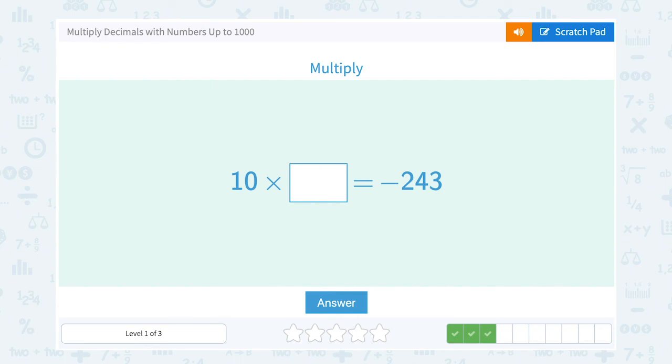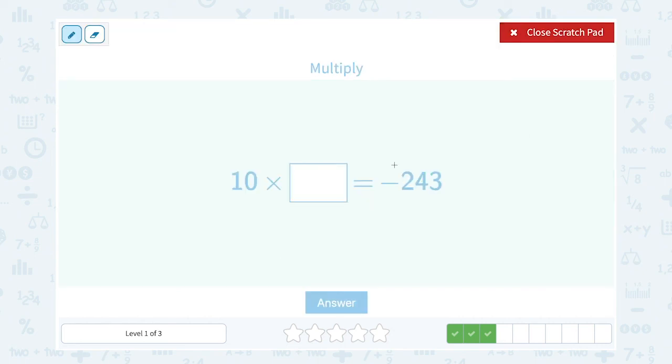Okay, 10 times what number would give us negative 243? All right, well, thinking about my sign, this number must be negative, right? A positive times a negative is going to give me a negative number. Otherwise, a positive times a positive would give me a positive answer.